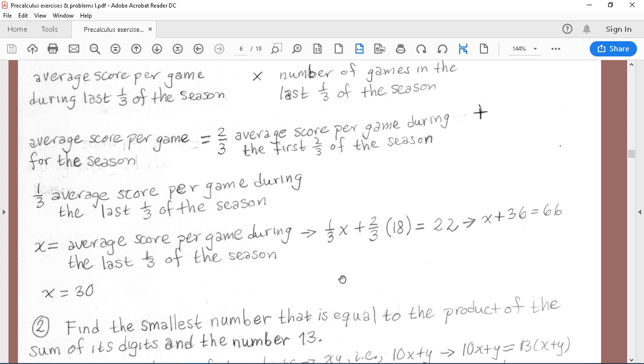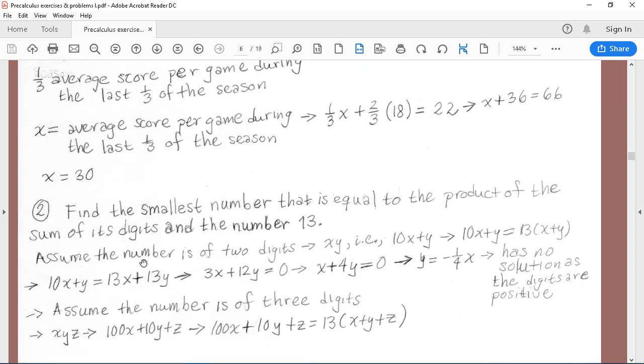Okay, so multiplying both sides by 3, I have x plus 2 times 18, which is 36, should be equal to 3 times 22, which is 66. So x plus 36 should be equal to 66, which means that x equals 30.